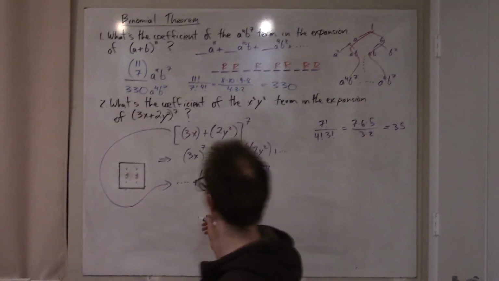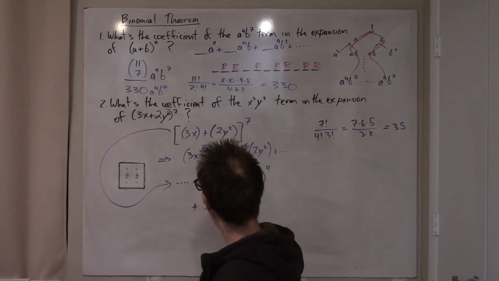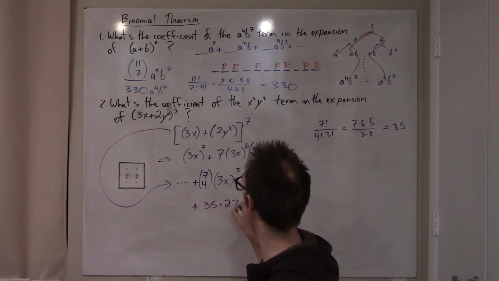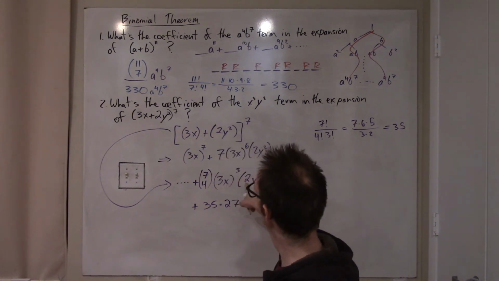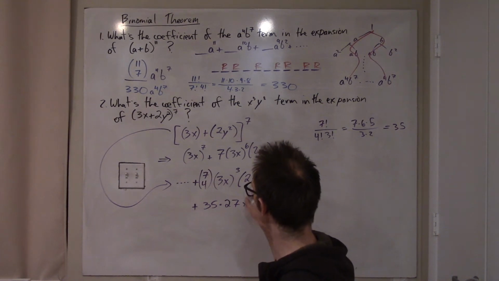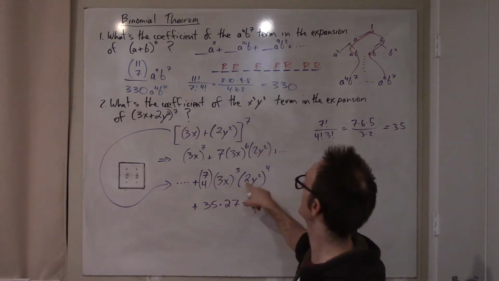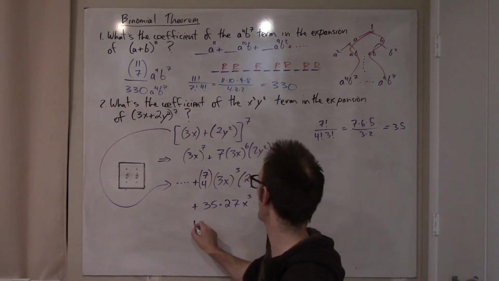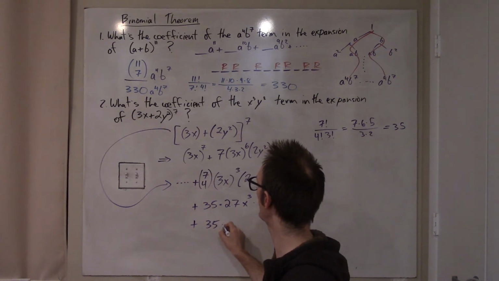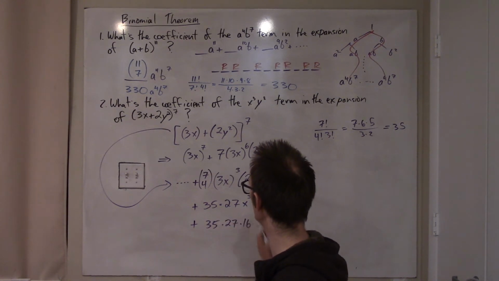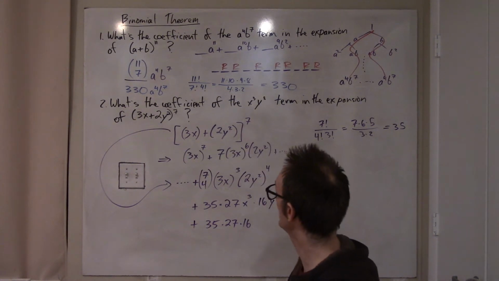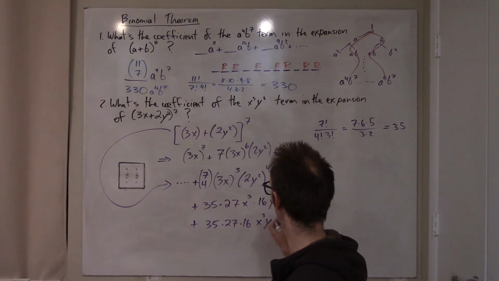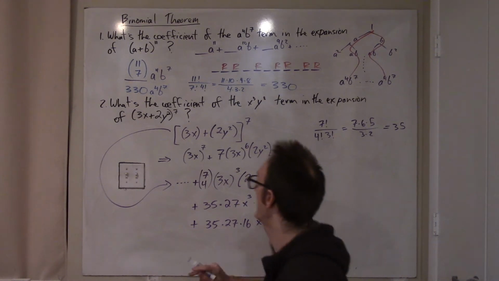But we have to be kind of careful. If we want to know what this actual coefficient is, it's going to be 35 times (3x) cubed is going to produce another 27. And so maybe I'll even write 27x cubed times (2y squared) raised to the 4th power is going to give me 16y to the 8th. And so the final answer is just whatever 35 times 27 times 16 is. I don't feel particularly like I need to do that right now, but maybe you do feel like you need to, so go for it. But anyway, that's kind of the answer.